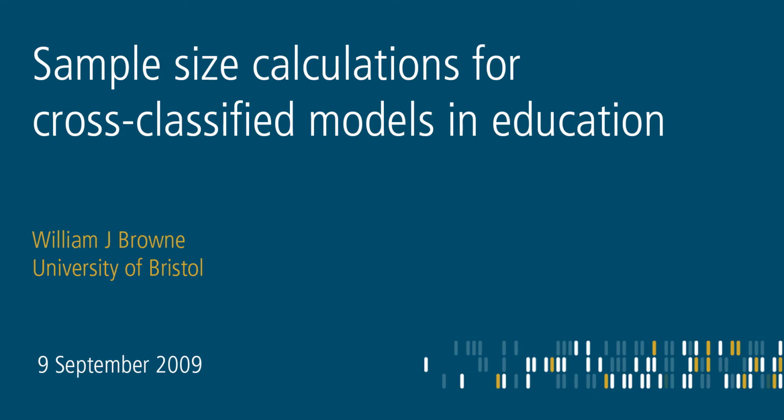If we have a very simple model where we just have pupils and schools, n pupils in each of capital N schools, then what we need to know is the intraclass correlation rho and the number of pupils per school, and then we can use that design effect formula. So for example, if your intraclass correlation rho is 0.1, then you'll need 1.9 times as many pupils as you would from a simple random sampling scheme.